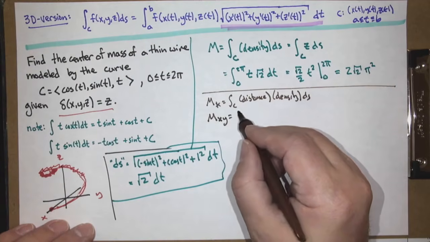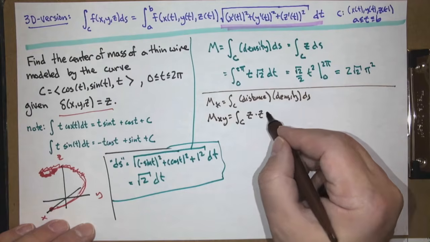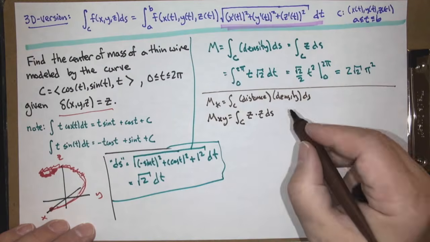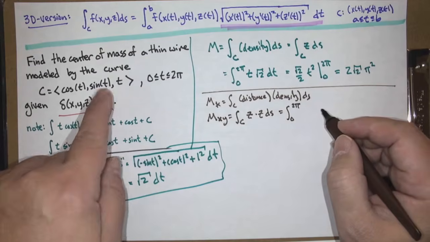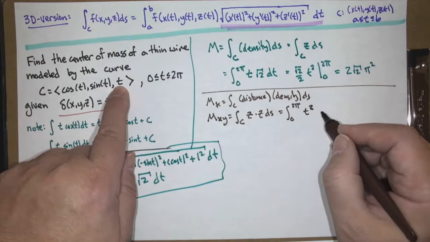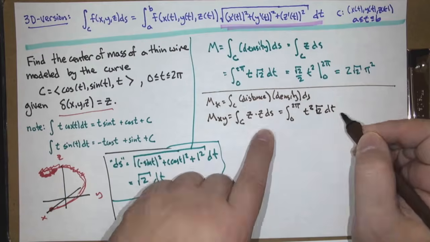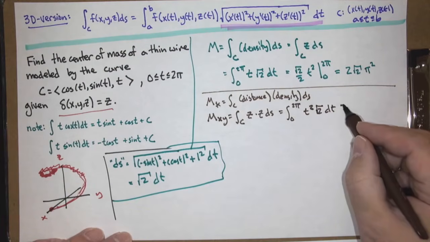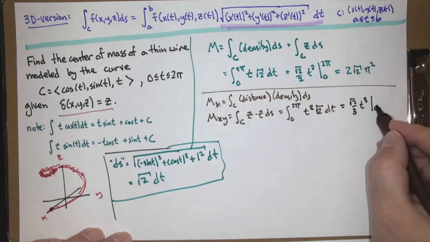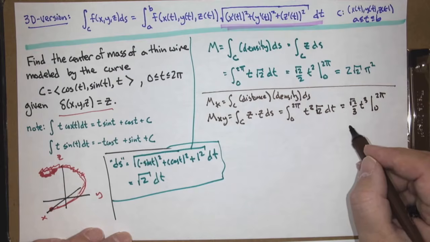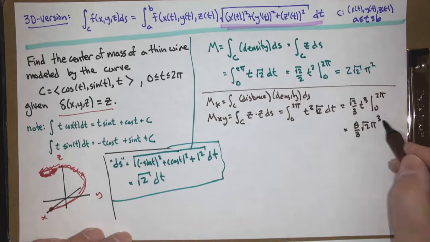xy. What's the distance to the xy plane? Z. So you get z, distance, z, density, ds. So this becomes the integral from 0 to 2 pi. Z becomes t, so we get t squared, t ds, root 2 dt. That's root 2 over 3 t cubed, evaluated from 0 to 2 pi. And we end up with 8/3 square root of 2 pi cubed.